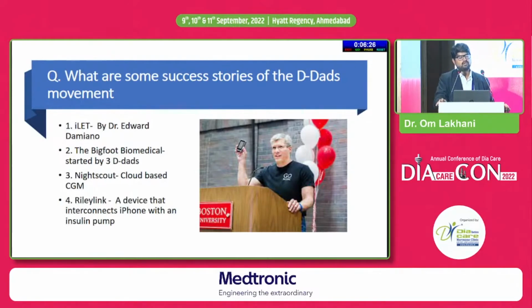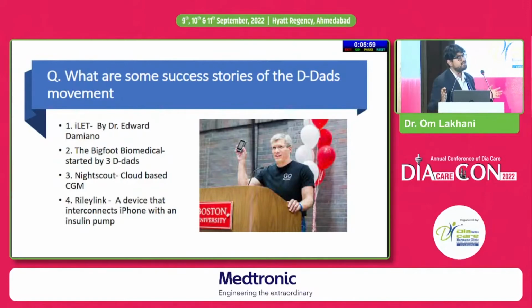There is another company called Bigfoot Biomedical, which was started by three dads, and they make simple devices. For example, they have recently made a pen cap which works with any insulin pen. When you attach it, it will guide you how much dose of insulin to take, which makes it very simple. We already talked about Nightscout. And there is something called RileyLink. RileyLink is a device which interconnects the iPhone with the insulin pump. Now, with this device, your iPhone can communicate with the insulin pump.